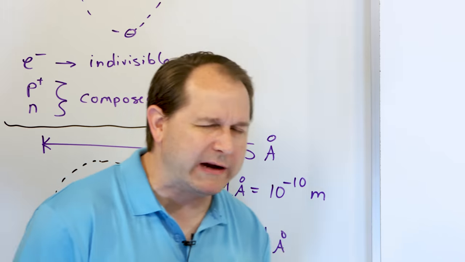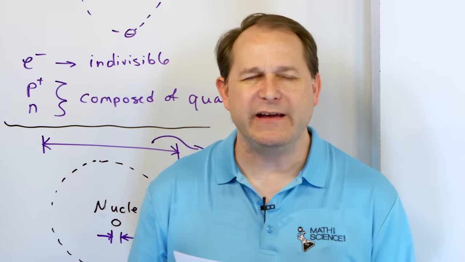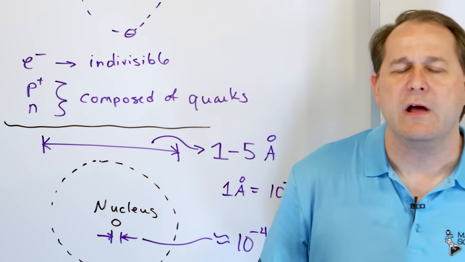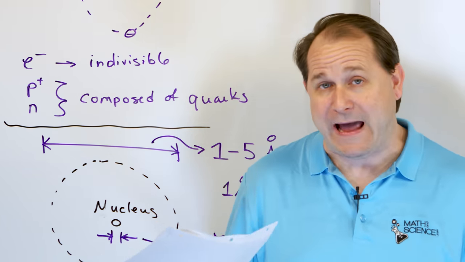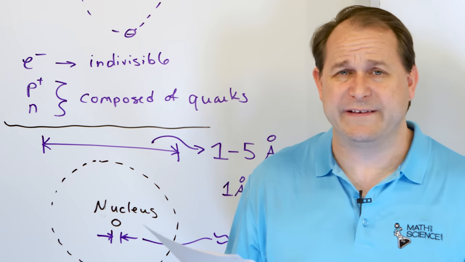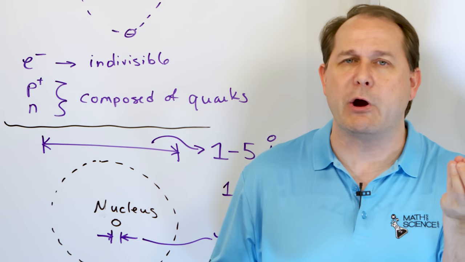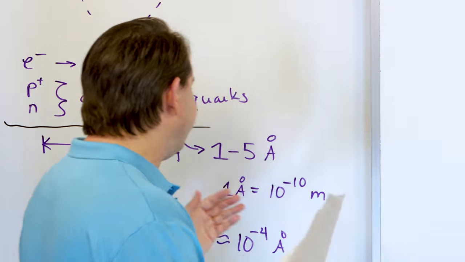So these things are incredibly small, very, very inconceivably small. I mean, we can write the number down, but really it's impossible for us to imagine what the diameter of this thing is. It's just too small and removed from our everyday observation. And that's just the size of the atom.